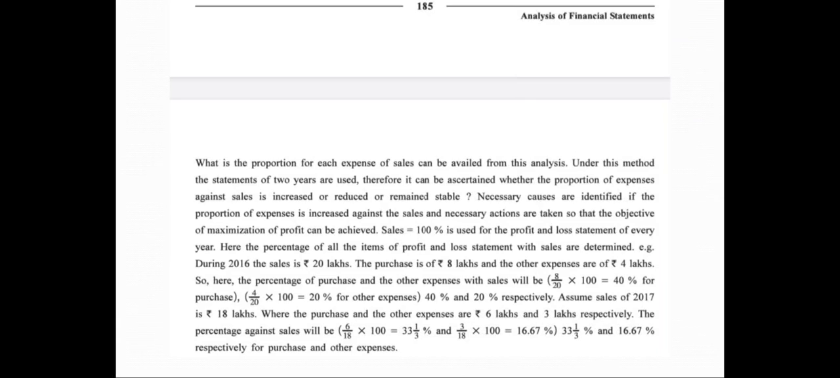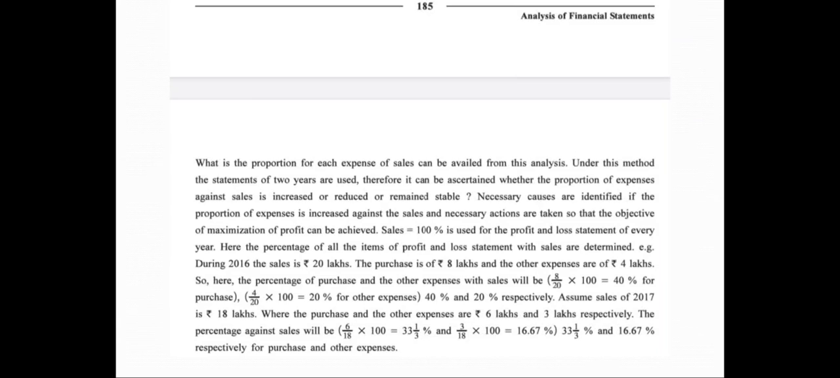So there's a decrease of 10%. And if we talk about the other things, then here expenses have decreased. Earlier, purchase was 40%, this time it is 33.33%. Earlier the expenses were 20%, now the expenses are 16.67%. That means there is a decrease in both expenses and purchase.